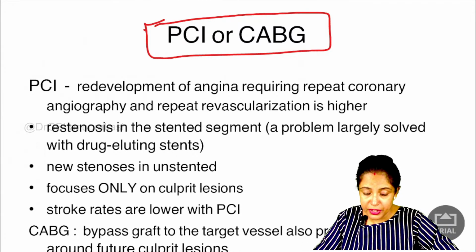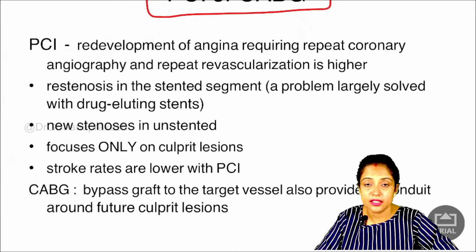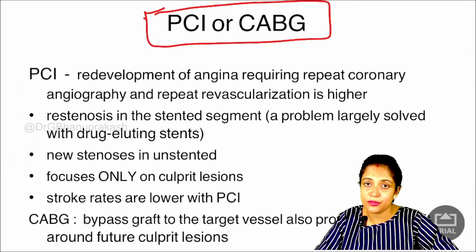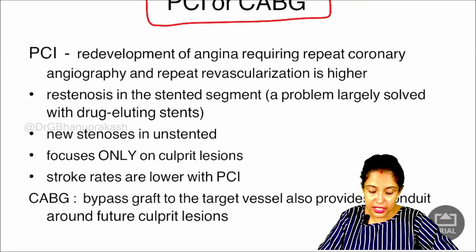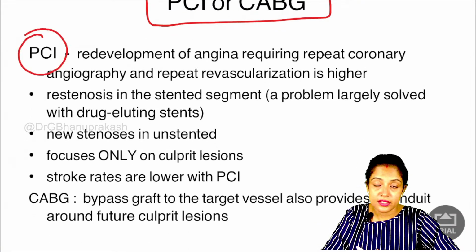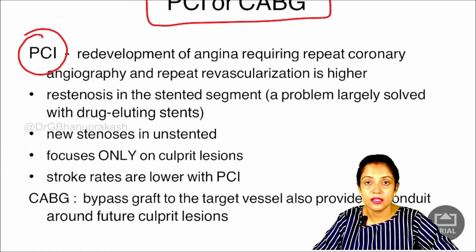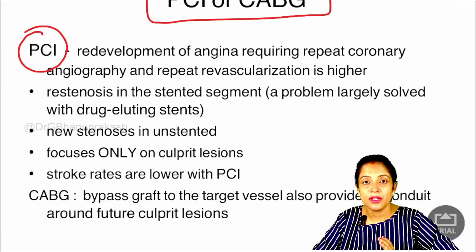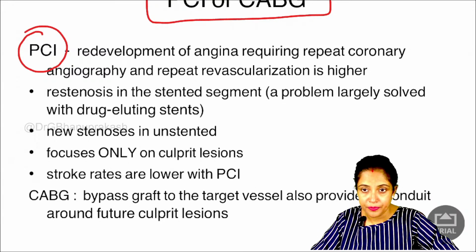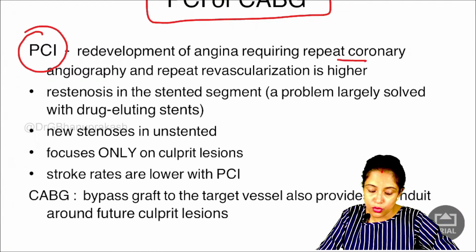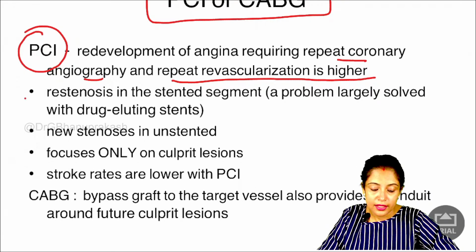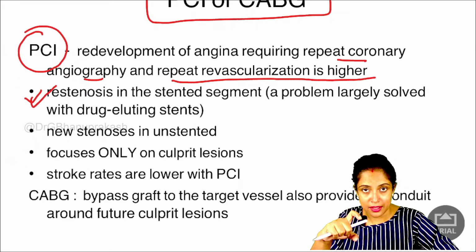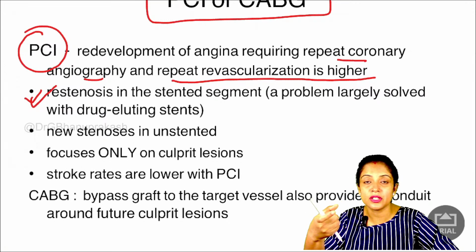Now, what is advisable, PCI or CABG? As I have said, for left main vessel or multi-vessel disease, advise CABG; for single vessel disease, not left main, advise PCI. So what are the disadvantages of PCI? The major disadvantage is that there may be redevelopment of angina, and the patient may require repeat coronary angiography and repeat revascularization, which is higher with PCI. There may be stenosis in the stented segment, but again it has come down with the use of drug-eluting stents.